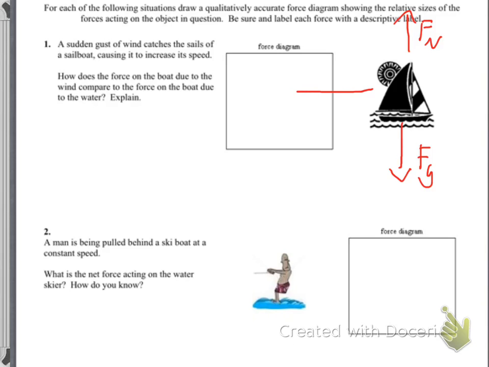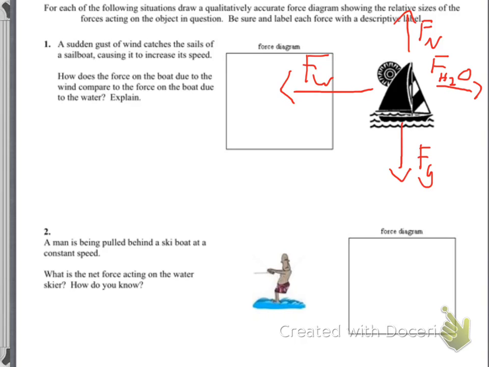Now the wind suddenly catches the sails, and we'll call that F of W for force of the wind. That's going to catch the sails and cause it to increase its speed. And when it's increasing its speed, it's accelerating. And unbalanced forces cause acceleration. So we know that the force of the wind has to be greater than the force, and I'll call it H2O, that force of the water. So how does the force on the boat due to the wind compare to the force on the boat due to the water? The force of the wind has to be greater than the force of the water because there's an acceleration. The boat is changing its speed.